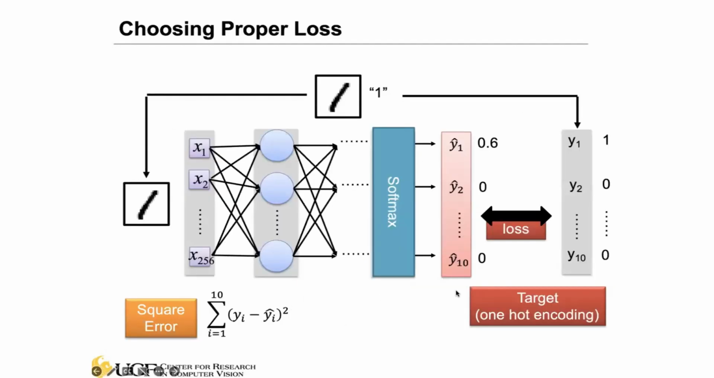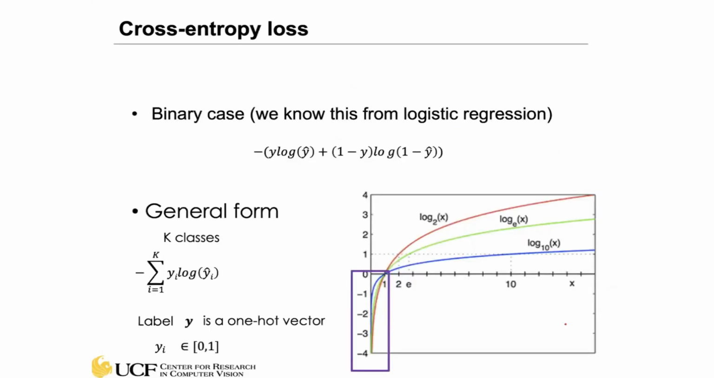Here is a figure showing digit classification. We have a target and a prediction, and here we're using the simple mean square error as the loss function to optimize. We also have another very popular loss called the cross entropy loss.